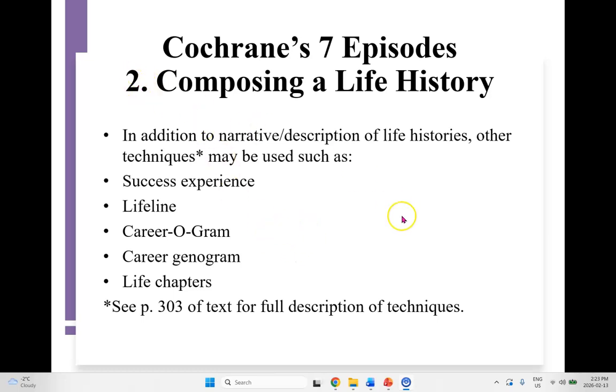Sorry, that should say number 3, composing a life history. No, sorry, that is part of the same step. It is part of step 2. I thought that was a mistake.